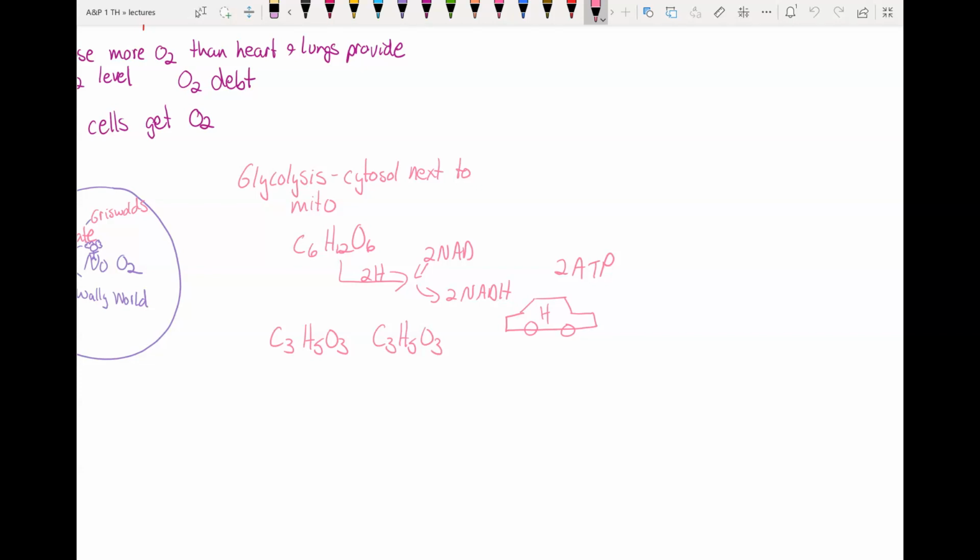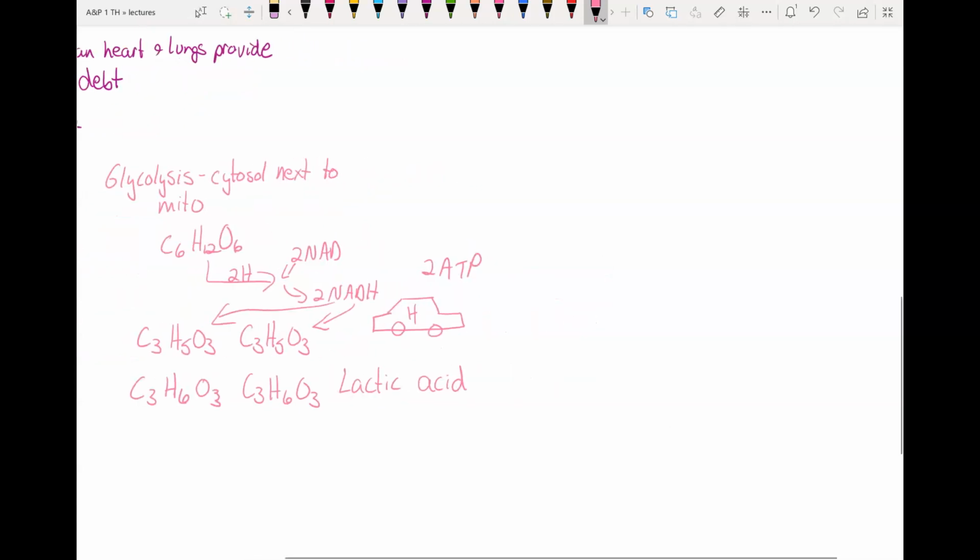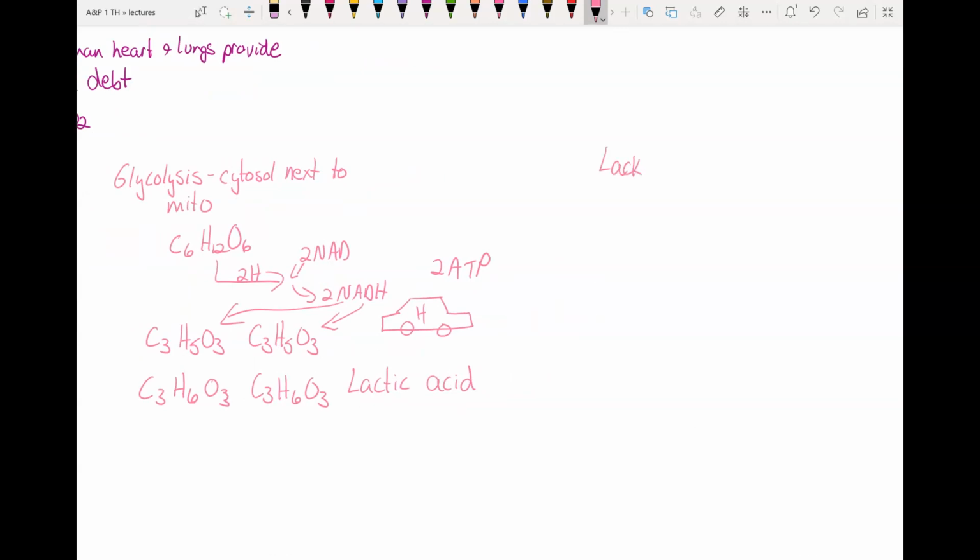Same thing here. The NADH is not going to keep the H. It's got to get rid of it. So you're going to put the H back onto the pyruvates. So now you get C3H6O3. This is lactic acid. So if you lack oxygen, you switch from cellular respiration to fermentation.